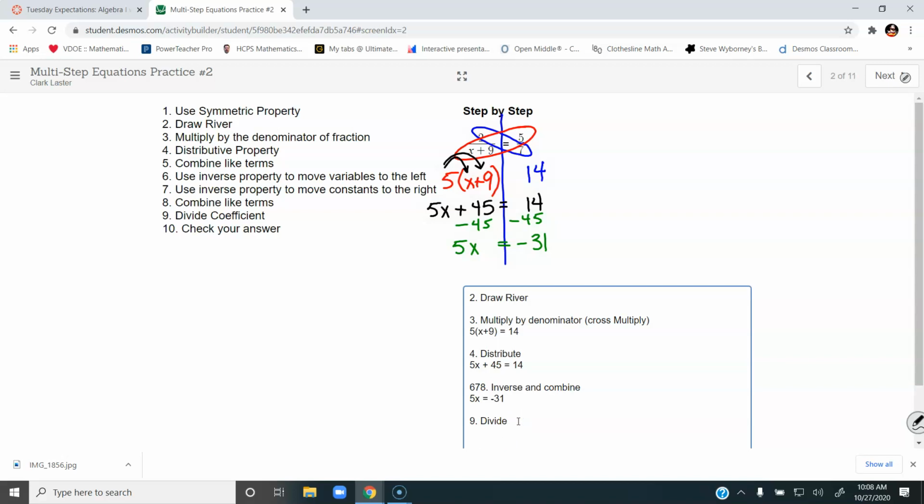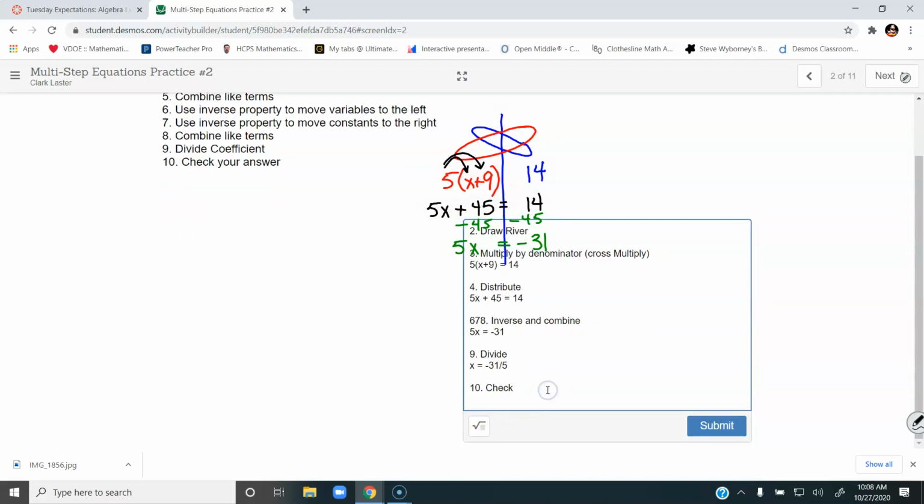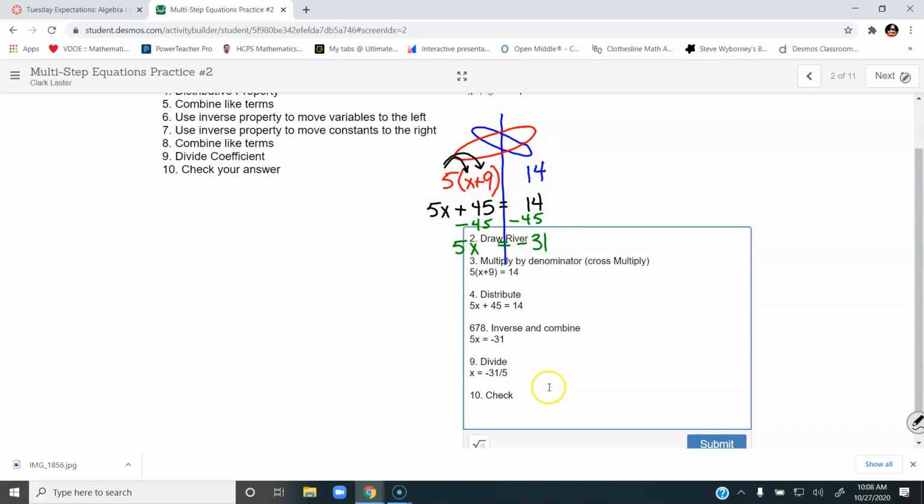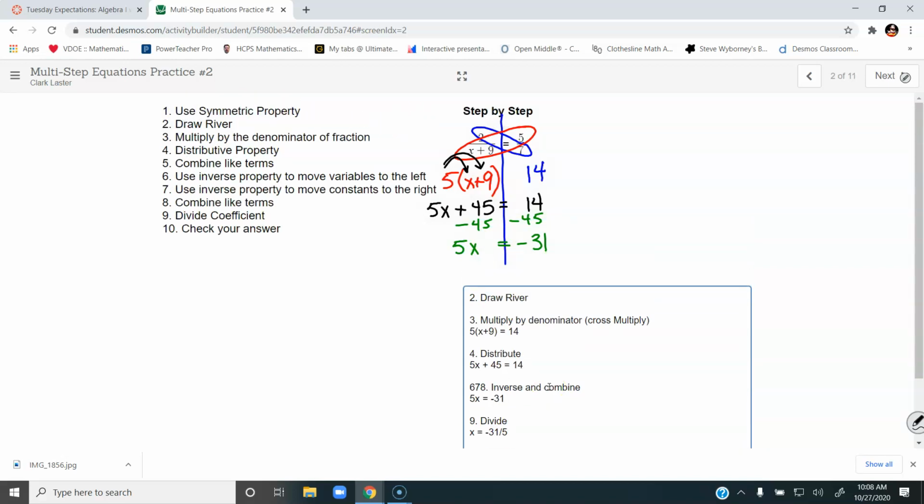The final thing I'm going to do is divide, and I can do that visually. And I know that's going to be negative 31 divided by 5. Okay, so sometimes it's hard to know exactly what that is. But when you divide it, you will get, and it looks like my problem has kind of rolled up. There you go. And we're going to divide this by 5, and that's how I get negative 31 fifths.